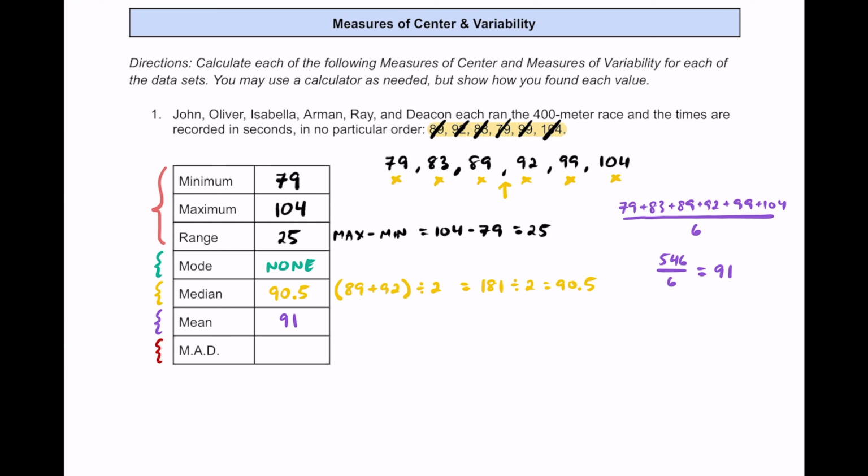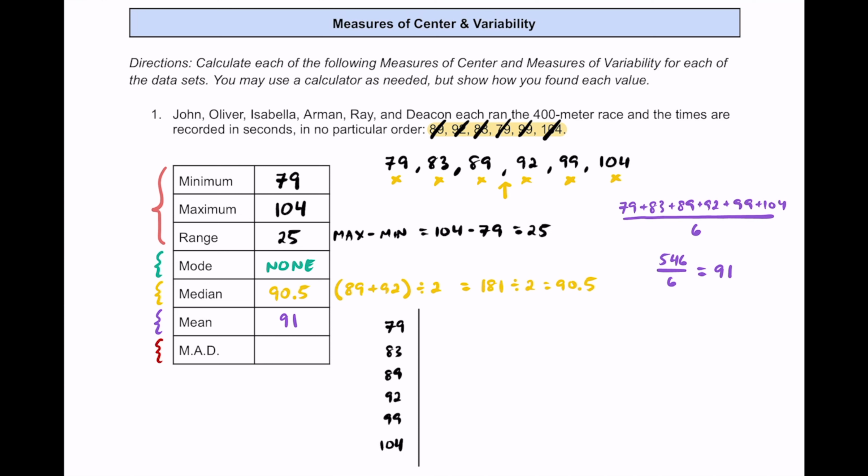Alrighty, now for the MAD, or the mean absolute deviation. For this, we're going to be trying to find out on average how far each of these runners was from the average. We're going to start by writing each of these times down in a column. So 79, 83, 89, 92, 99, and 104.